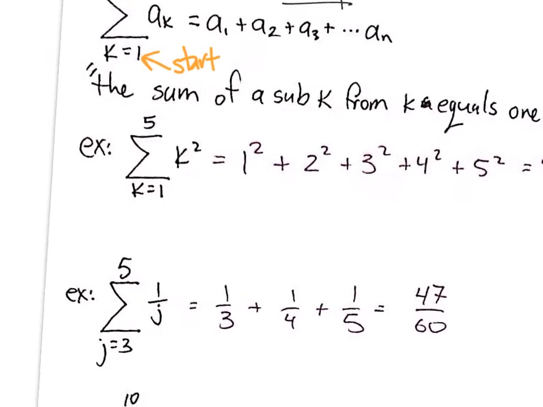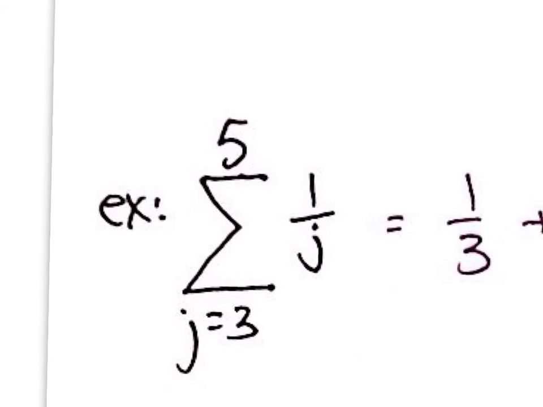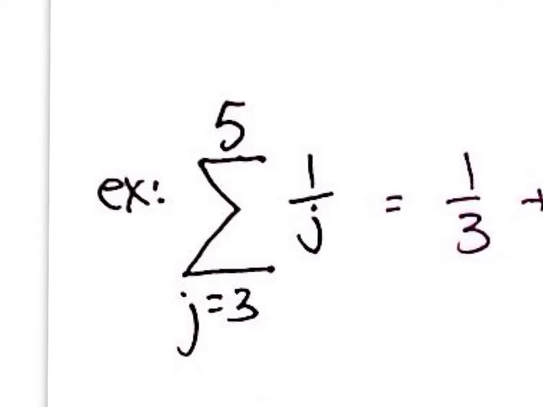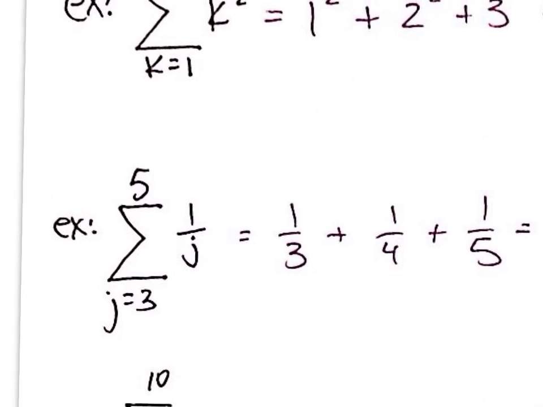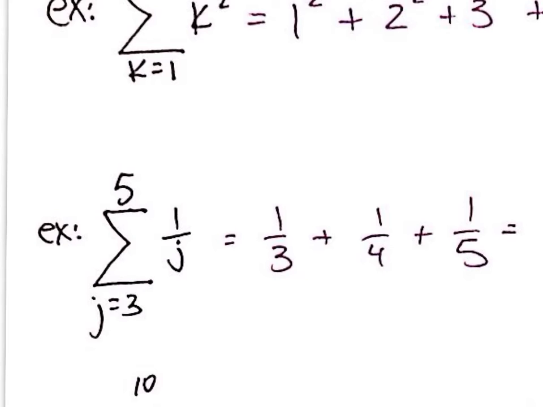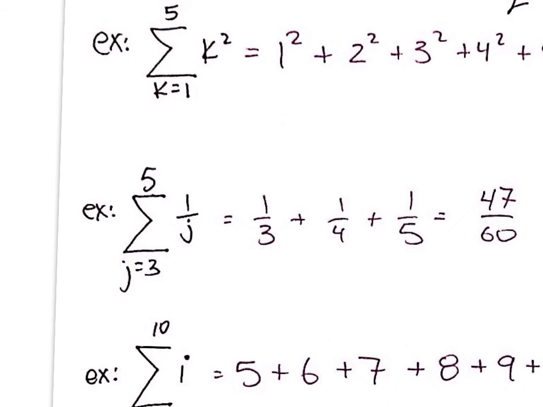Next example, this would be described as the sum of 1 over j from j equals 3 to 5. So we're taking 3 and plugging it in for j, and we're adding 4 plugged in for j, and adding 5 plugged in for j. And then whatever that equals, let's see, oh, I do have an answer. We would do common denominator and get something like that.